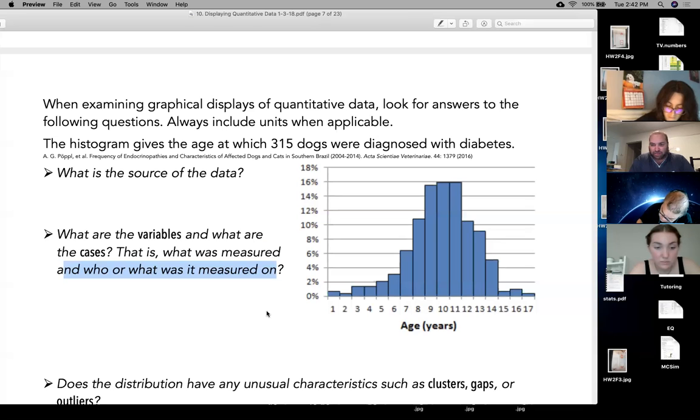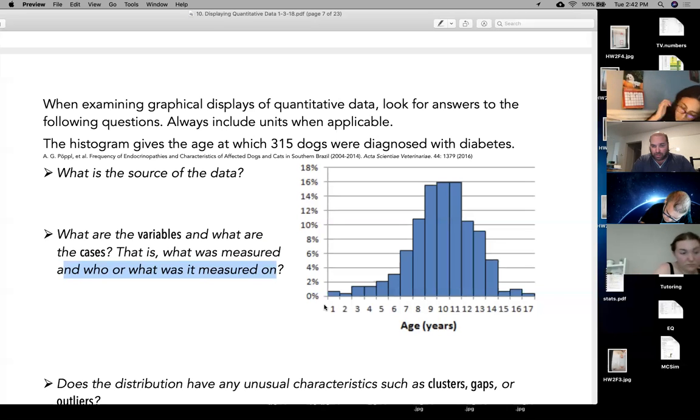What are the cases? What was measured on? Dogs. The dogs themselves. So 315 cases where the variable of measurement was the age in years. Is this a histogram or a relative frequency histogram? This is relative frequency. These are percentages. So for example, what percent of dogs got diabetes between 9 and 10 years old?